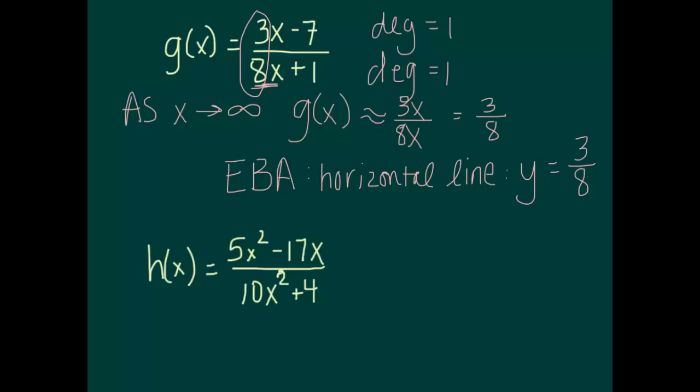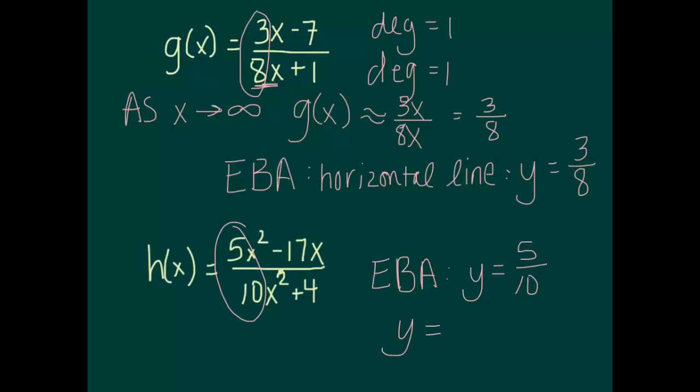Same thing applies for h of x. What do you think the EBA is going to be? Well, if you said 1/2, you're correct. Let's figure out why. The degree of the numerator is 2. The degree of the denominator is 2. That's the same. So I know that the ratio holds when x is getting really, really large. If that ratio holds, I only need to look at the ratio of the lead coefficients, 5/10. It's a horizontal line, y equals 5/10. Oh, but I can just reduce that fraction. y equals 1/2. There's our EBA.